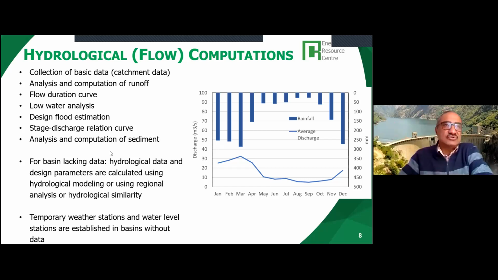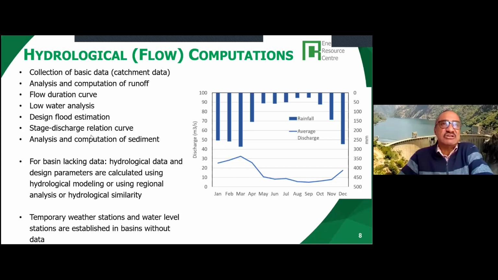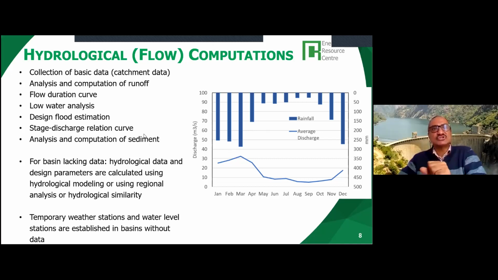So we have to decide. Then also we have to see the stage discharge relation. I will also show you this. By the stage discharge relation, what is the water level when the flow is 30 cubic meters per second? What is the water level in the river when the flow is 3 cubic meters per second? So this is something that we have to compute. Then the sediment analysis also is important, as I mentioned.